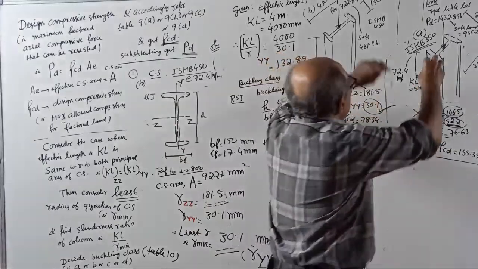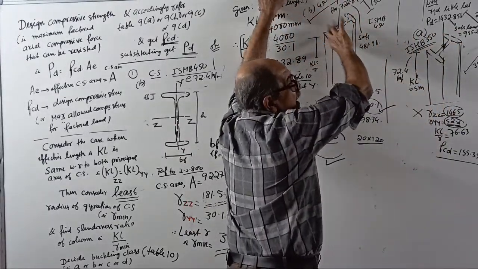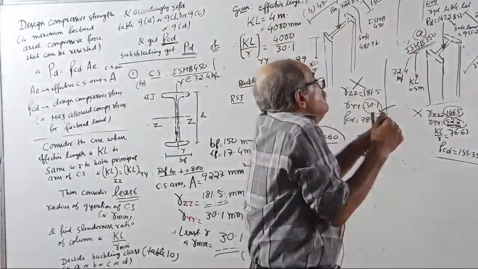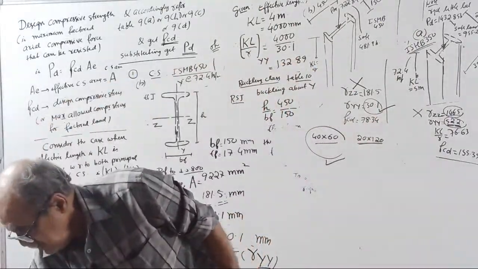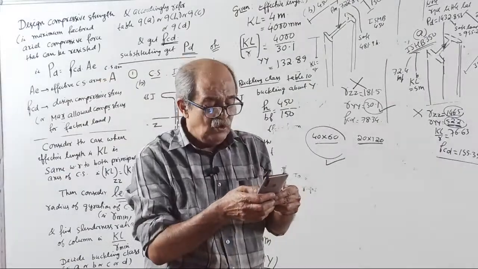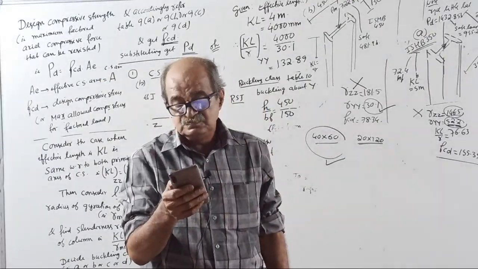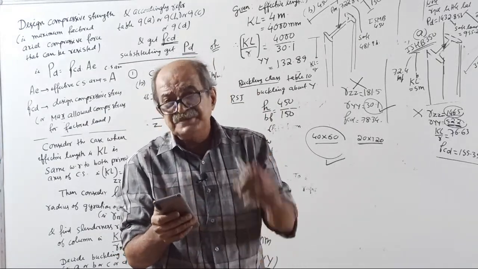Here somewhat bulged, here thin and slender, here bulged, somewhat this way. Which one do you want? Bulged or narrow? Do you want bulged or narrow for compression? You want a bulged section.